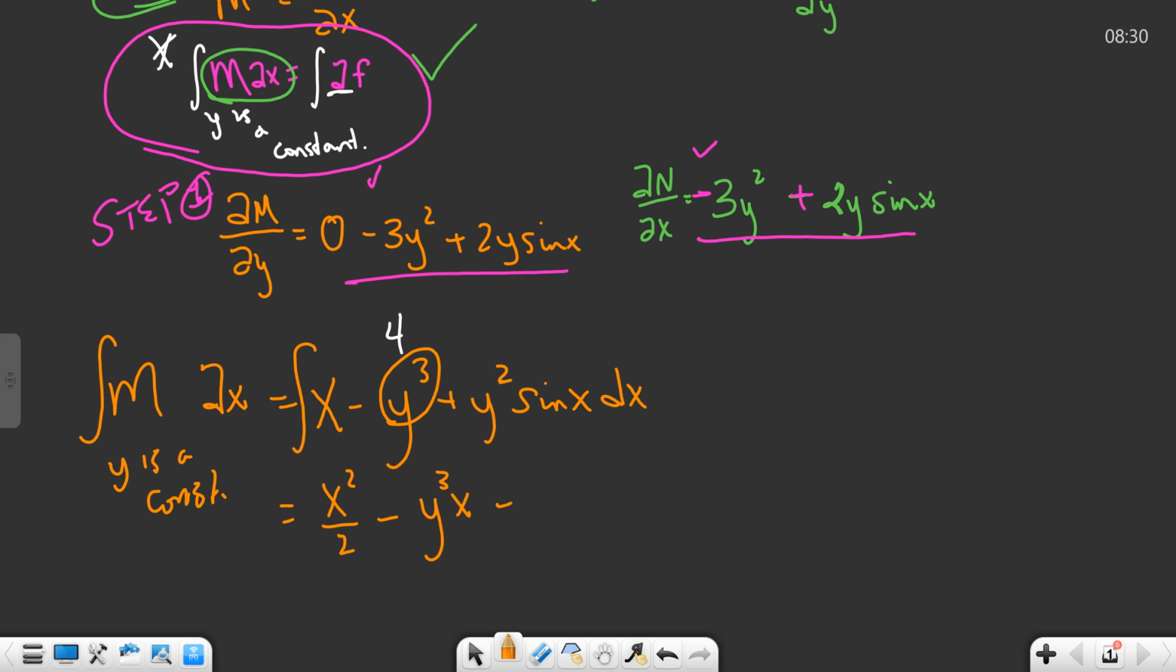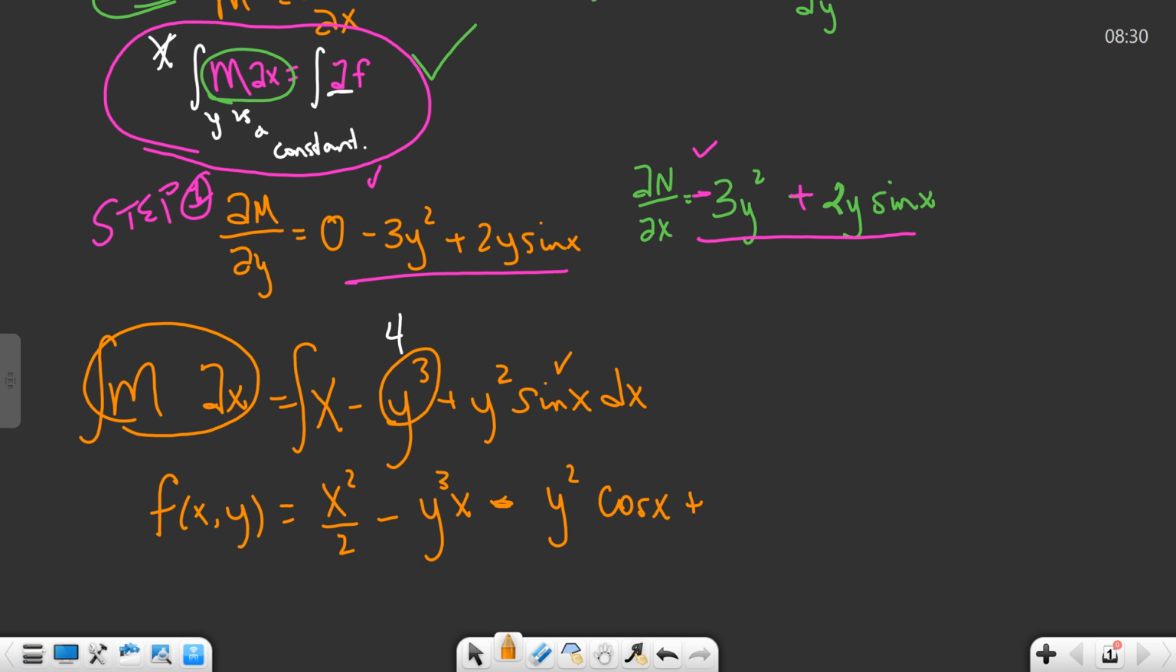What did I take the derivative of to get sine x? Well, I took the derivative of negative cosine, right? Because there's a positive right here, so it's negative cosine. And my constant just stays in the problem. So if you recall, this integral up here was going to be equal to this function f.